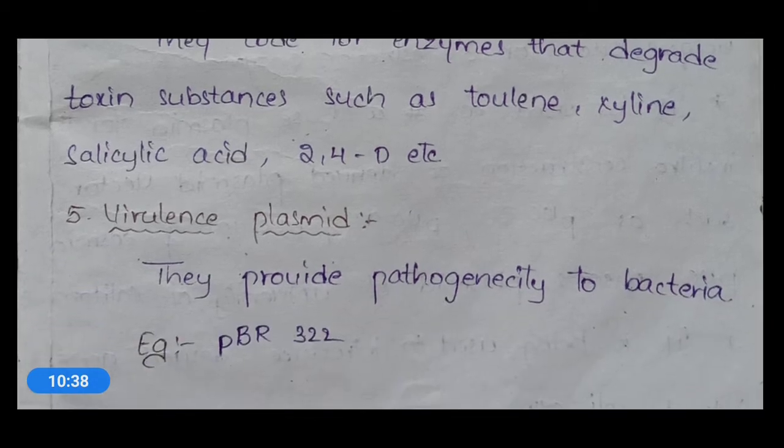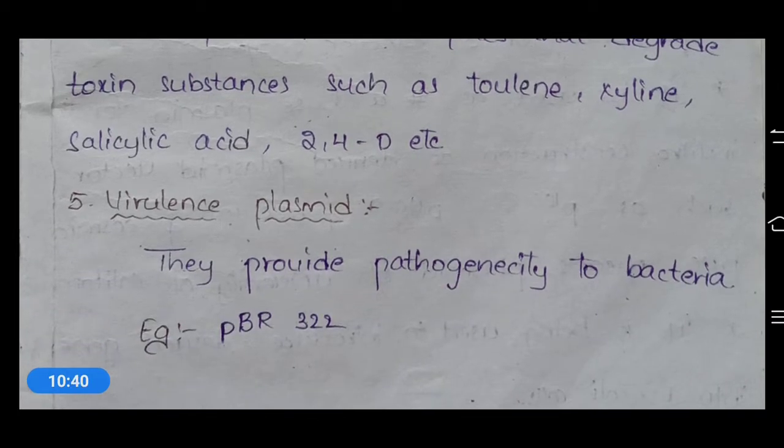Okay, and the next one is virulence plasmid. Here a virulence plasmid is nothing but a plasmid which will carry pathogenicity. It will give pathogenic characters to the bacteria. And here the best example is pBR322. So now let's see pBR322 as an example for these plasmids.